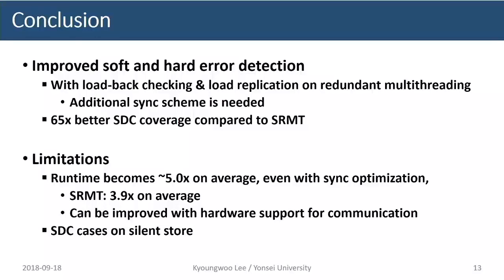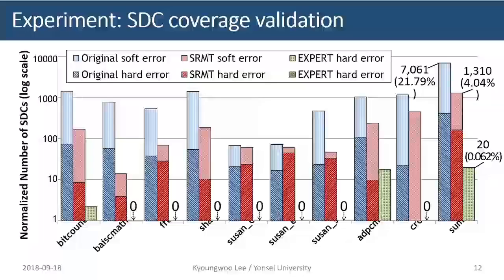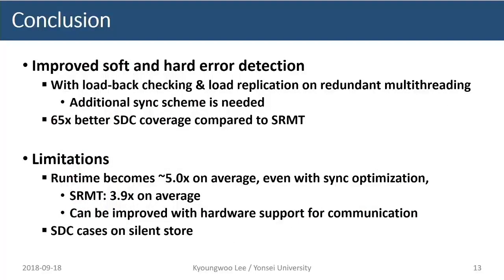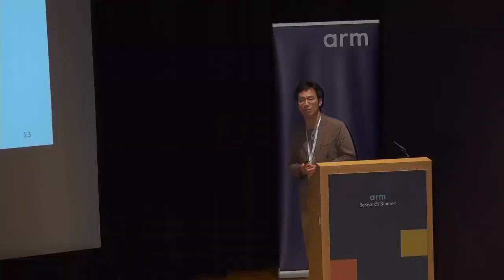So in conclusion, we have improved the detection of hard and soft errors with load value checking and load replication, and we can achieve about 65 times better silent data corruption coverage. We can also see some limitations. We have high runtime overhead, and as you have seen, we still have some silent data corruption cases, like silent stores. Okay, this is it. Thank you for listening.